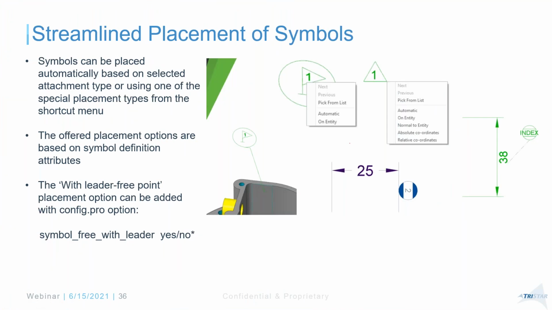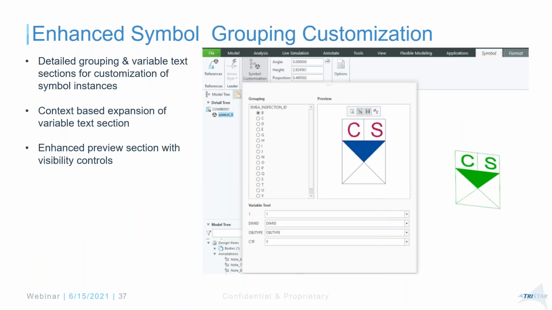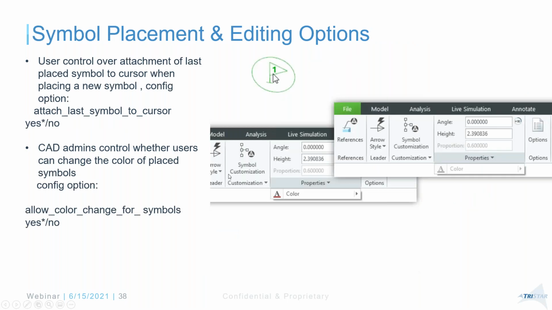And even placement, right? You can quickly right-click, place it on entity, or use other options. You're also able to use customizations, where they have a symbol customization command right after you place it or before placing it. You're able to change those variable text attributes right in here.